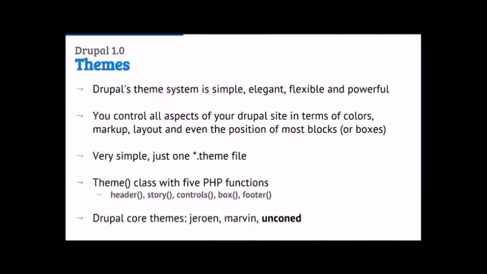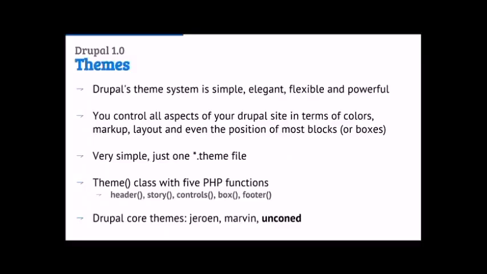Also, from the very first version, Drupal had a theming system, so it tried to separate the backend from the frontend. Inside the theme, you could control the colors, the markup, the layout, and even the position of boxes, or the blocks, as we call them today. And like the modules, the themes were also very simple. That was just a single theme file, which you could place in a themes directory.